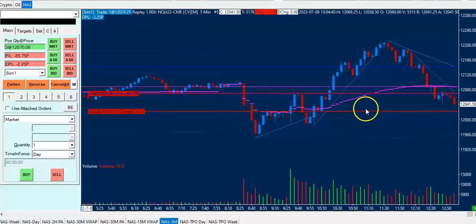but not essentially reversing after momentum had moved back to the upside. And so that's what we've got here.